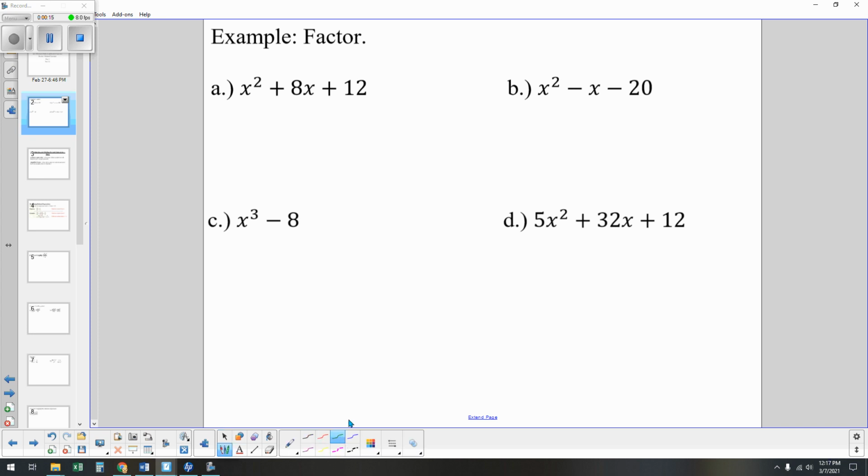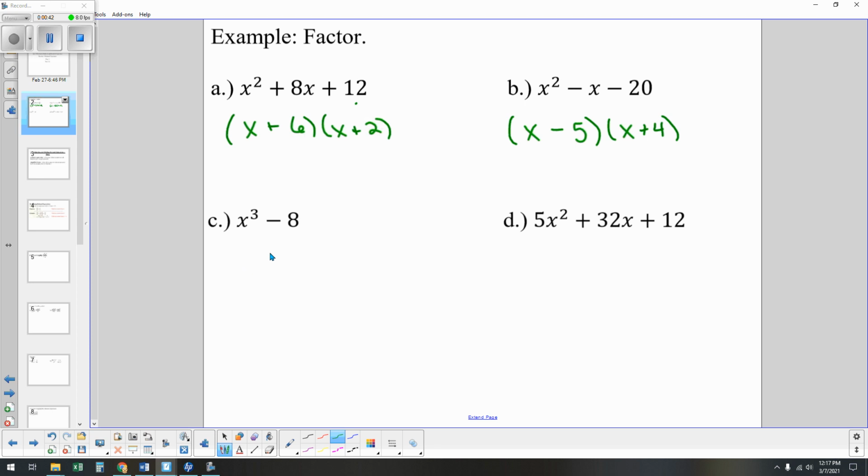So just to refresh our memory on some of the different kinds, right? If it's 3 terms and it's squared, we're going to look for what multiplies to C and adds to B. So what multiplies to 12 and adds to 8 are 6 and 2. So this factors to x plus 6 and x plus 2. Same thing for B. I want to multiply to negative 20 and add to negative 1. So that's a negative 5 and a positive 4.